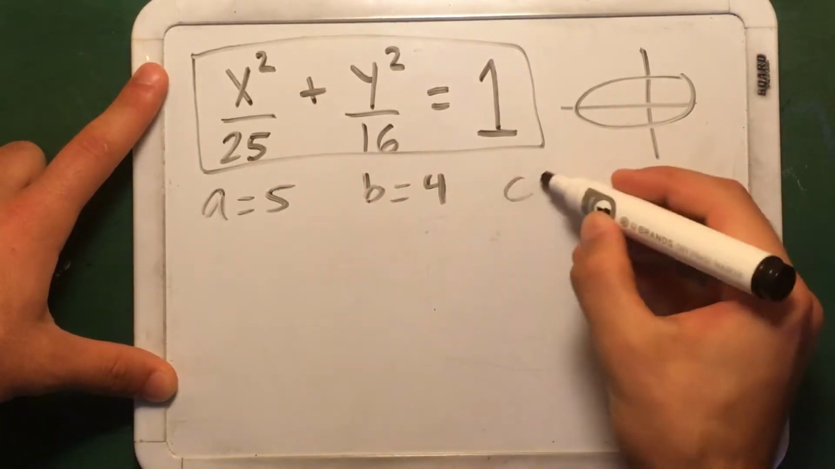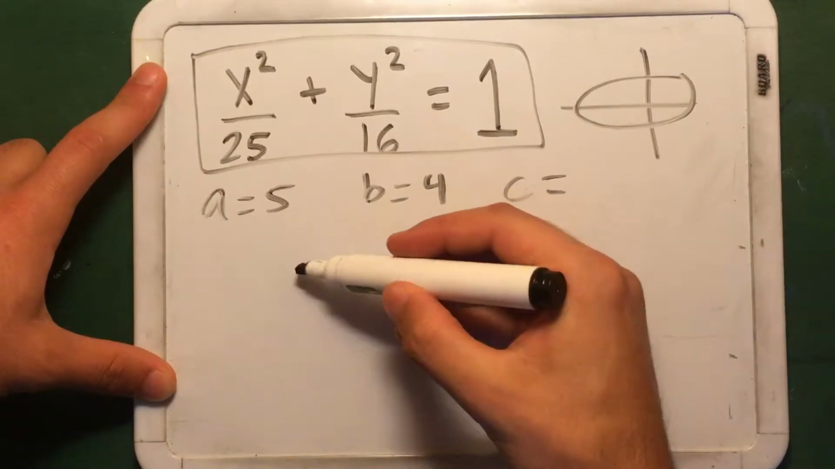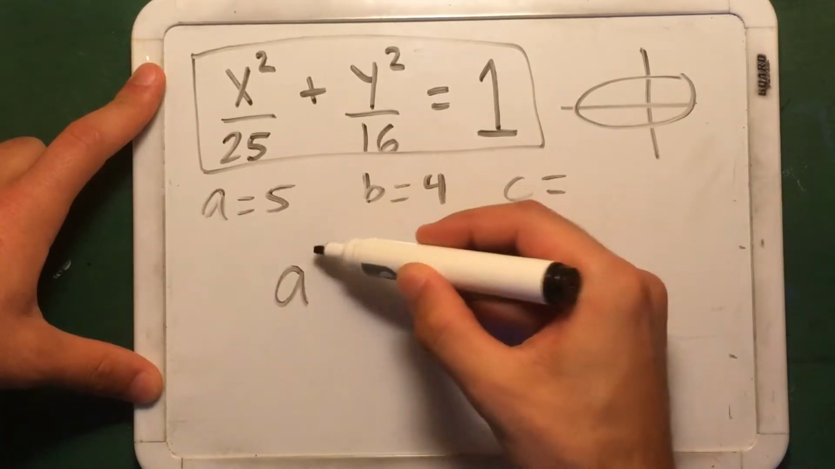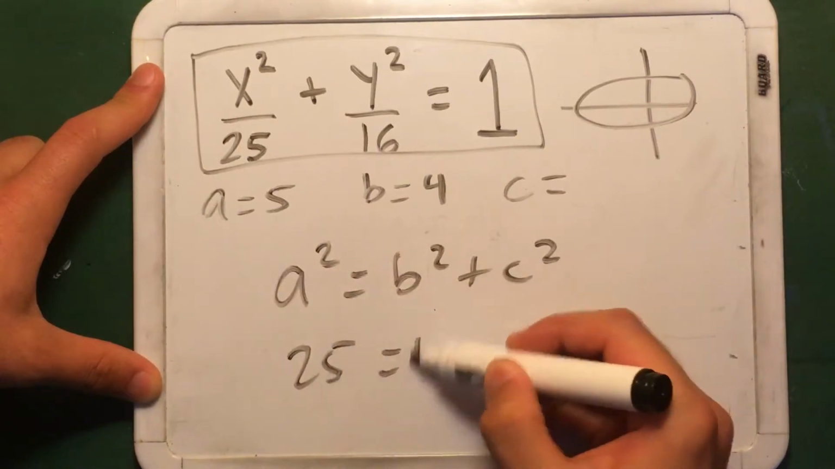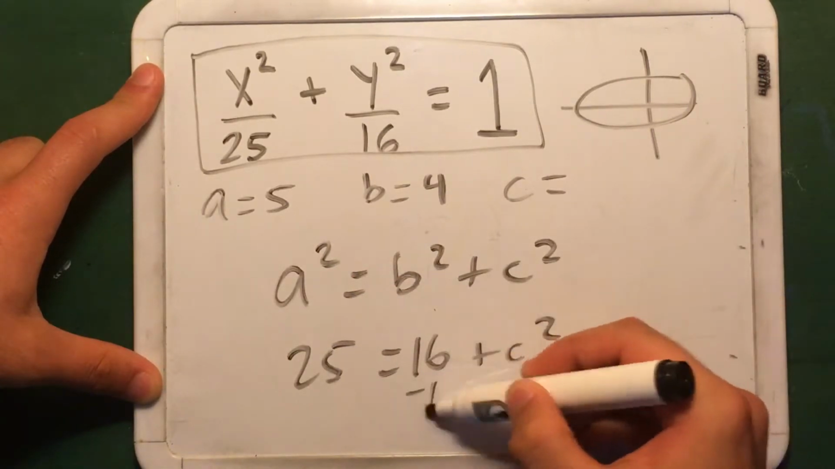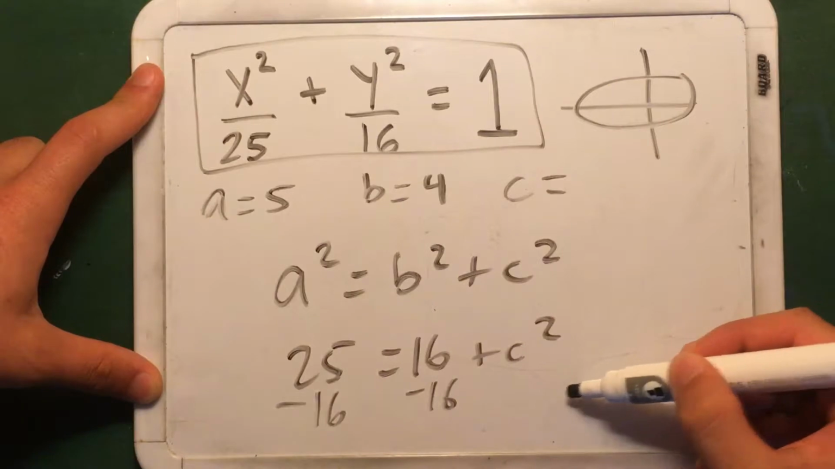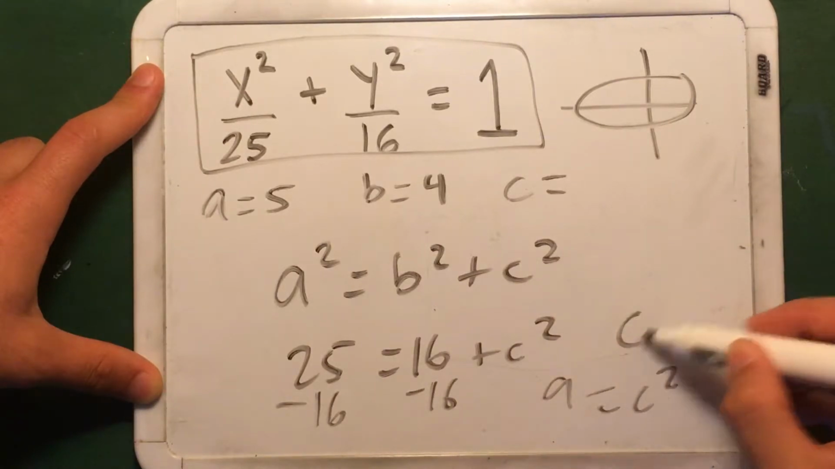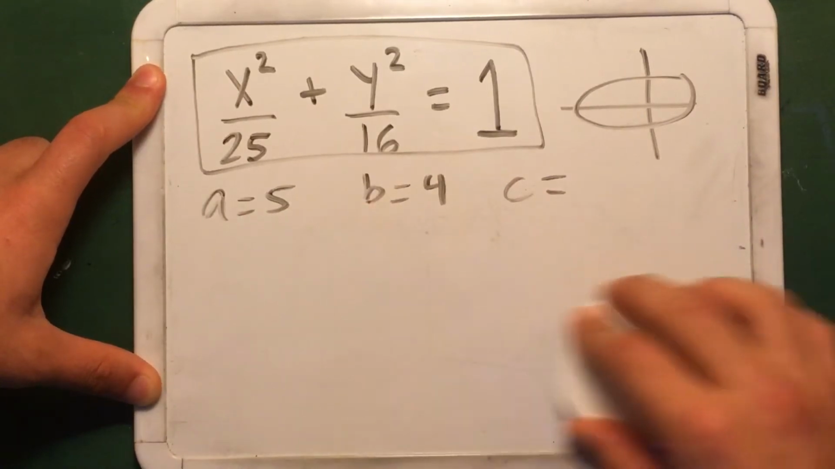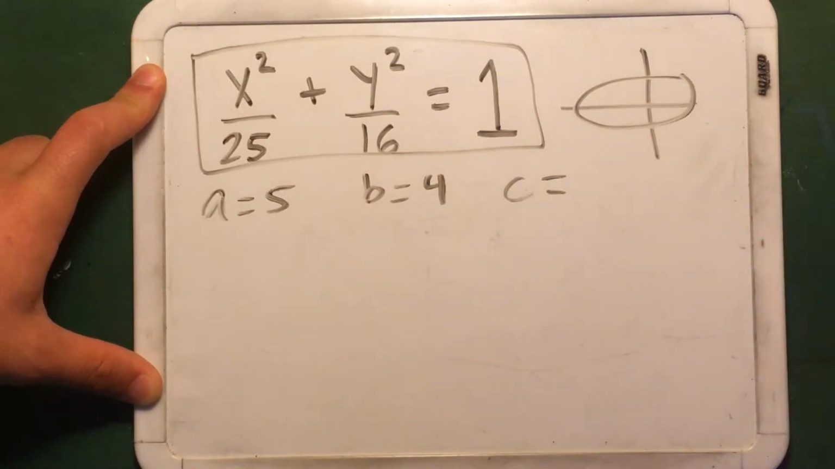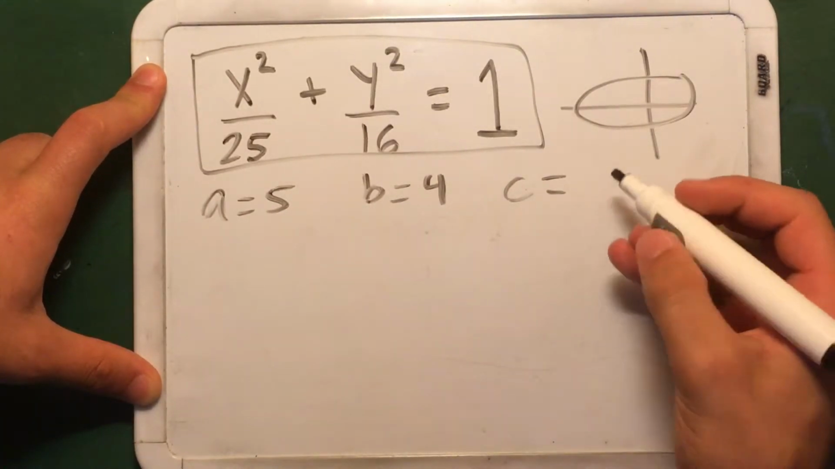And we could find C using this equation that I showed you in the intro video. So A squared is equal to B squared plus C squared. A squared is 25, B squared is 16, plus C squared, minus 16, minus 16. So 9 is equal to C squared, C is equal to 3. Okay. And C is important when you want to find what are the foci.